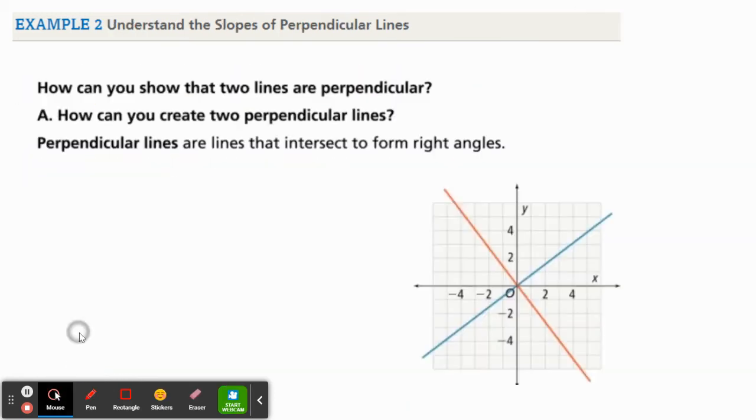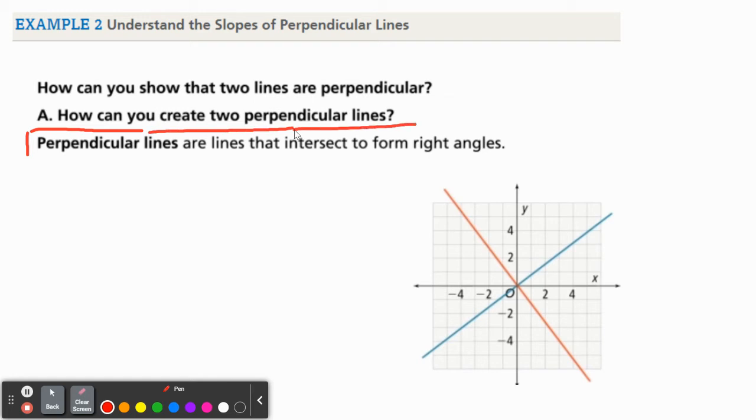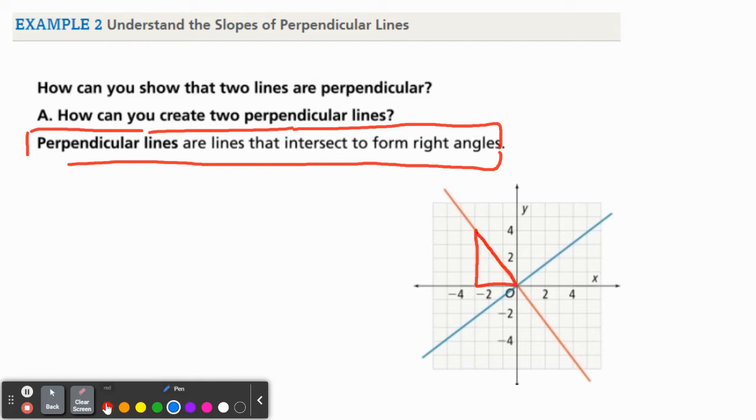Let's look at perpendicular. Now, before we get there, we're going to talk about understanding two perpendicular lines. So it says, A, how can you create two perpendicular lines? So again, perpendicular lines are lines that intersect to form right angles. So what we've done here is we've drawn two lines. One's blue, one's red. So I want you to think in terms of right triangles. I'm going to drop a right triangle right here using the red. And then I'll change colors. I'm sorry, I'll put the right angle right there. And then let's draw a right triangle over here using blue.